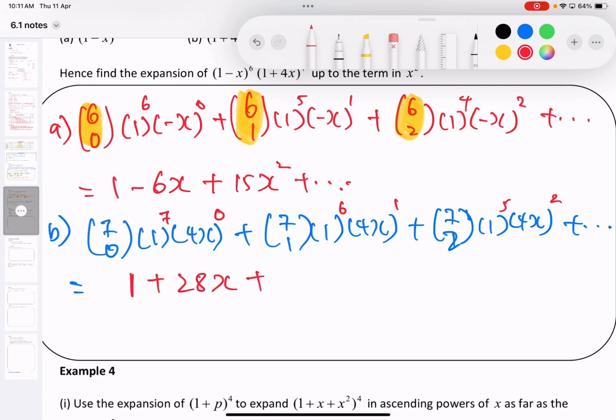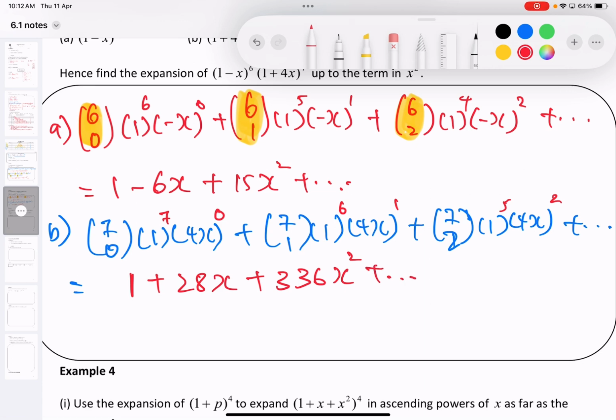And the last one, 7 choose 2. There is no easy way to do it. Use your calculator. Enter 7 choose 2 in your calculator. I get 21. 21 times 4 squared gives me 336x squared.